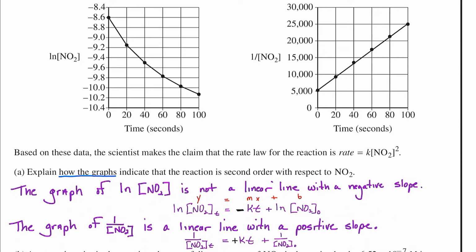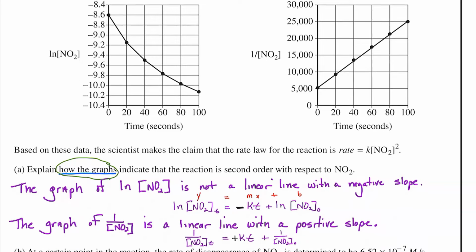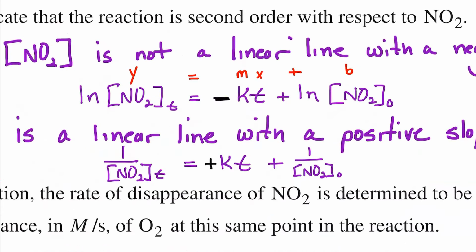So the question is, what are they going to accept? I always tell people to look at exactly how they're asking: explain how the graphs. So to me, I need to mention both graphs. The graph of the natural log of NO2 is not a linear line with a negative slope. That's one reason why it's second order, because that's not first order. And the graph of 1 over NO2 is a linear line with a positive slope. So therefore, it's second order because it follows the integrated rate law formula, okay?